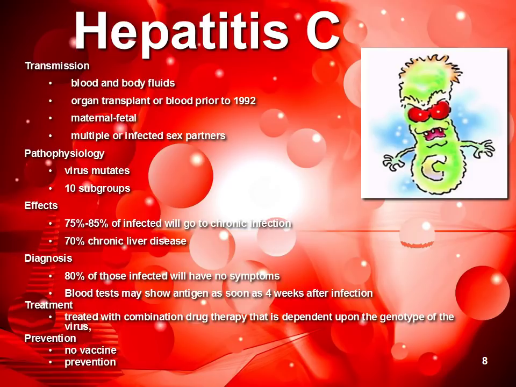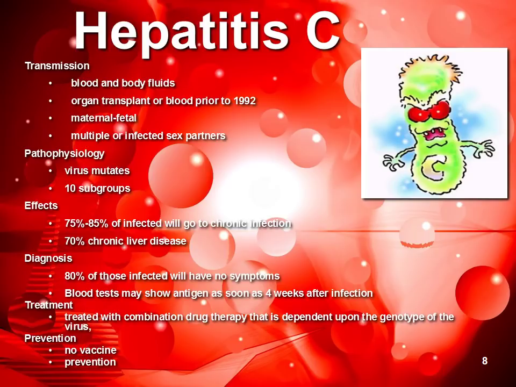The effects. Approximately 75 to 85% of infected individuals will experience chronic infection, and 70% will have chronic liver disease. Hep C is the number one indication of liver transplant. 3.9 million Americans have been infected with Hep C, and 2.7 million of them are chronically infected.